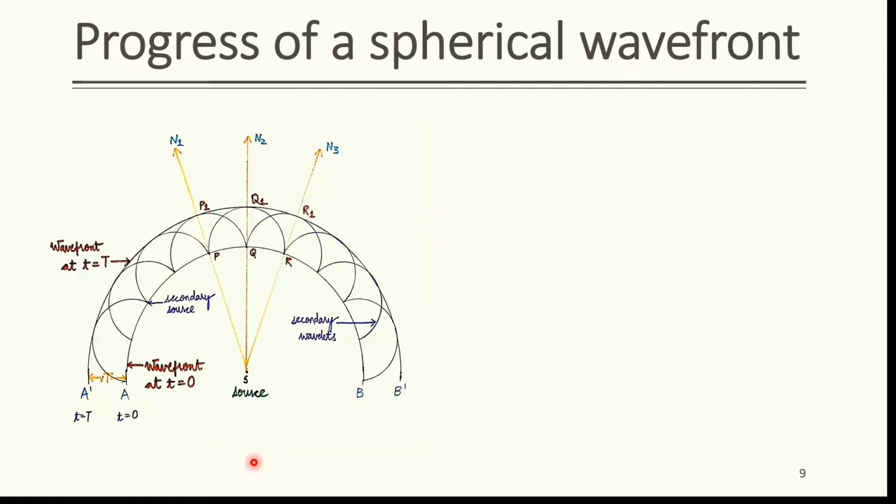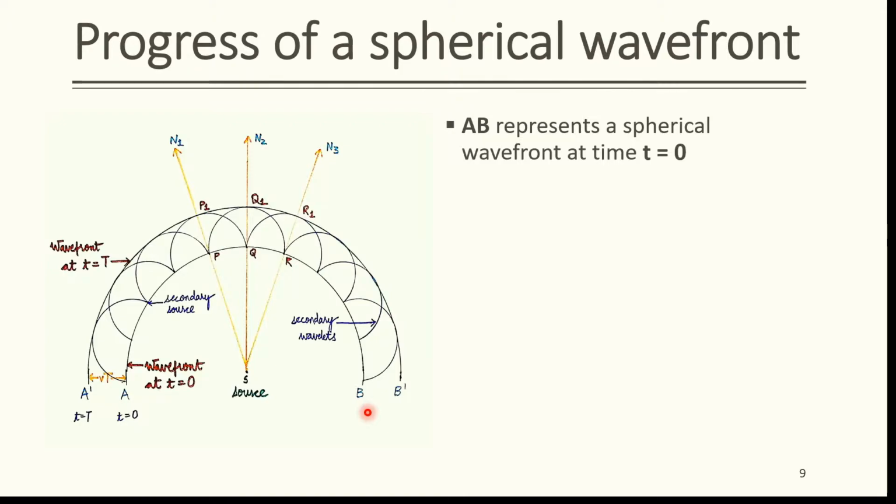A spherical wavefront is formed when the point source of light is at a finite distance from the point of observation. Let S be the point source of light. AB represents a spherical wavefront at time t equal to 0. The wavefront AB acts as a primary wavefront.